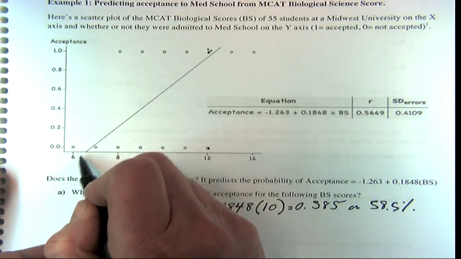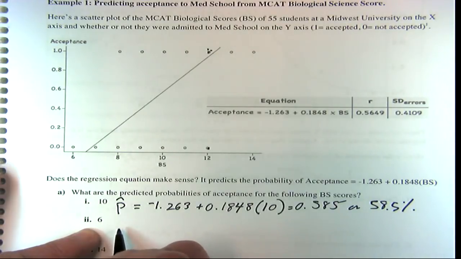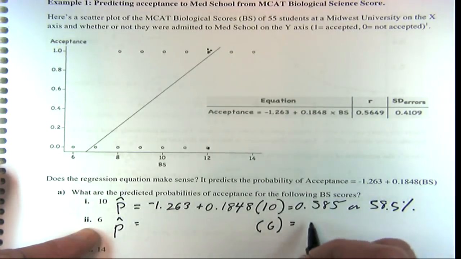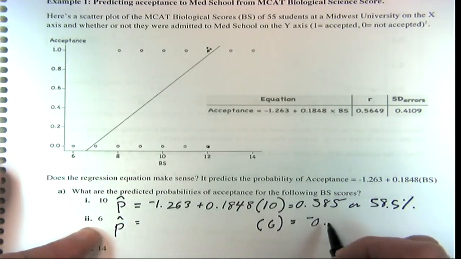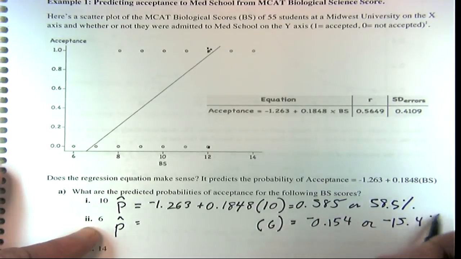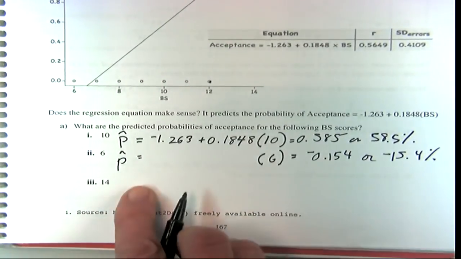You can see this line's going to go, we're going to make a negative prediction, right? So if we do the same thing here, and instead we plug in a 6, we get a negative probability. Negative 0.154 or negative 15.4%. And that's crazy.